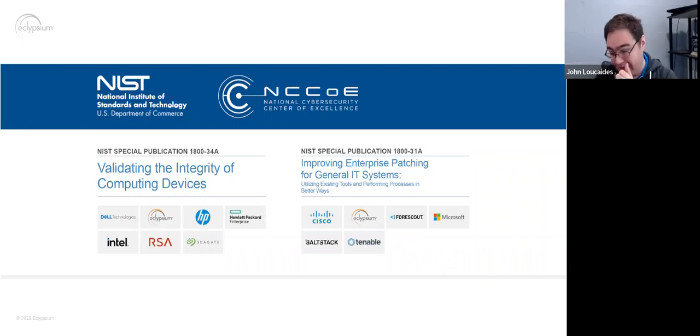Mm-hmm. So coming back to what we looked at with some of these government folks, in this case NIST, the National Cybersecurity Center of Excellence. Wow, I'm having trouble today. They do a lot of really interesting partnerships, and they pull together industry to try and solve some of these problems. Now, two of these we really got involved in as part of expanding the supply chain understanding for integrity of your device and patching of your devices.